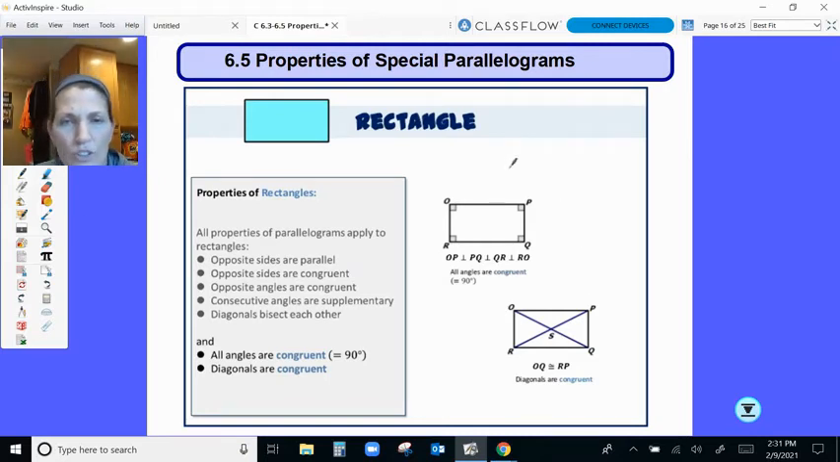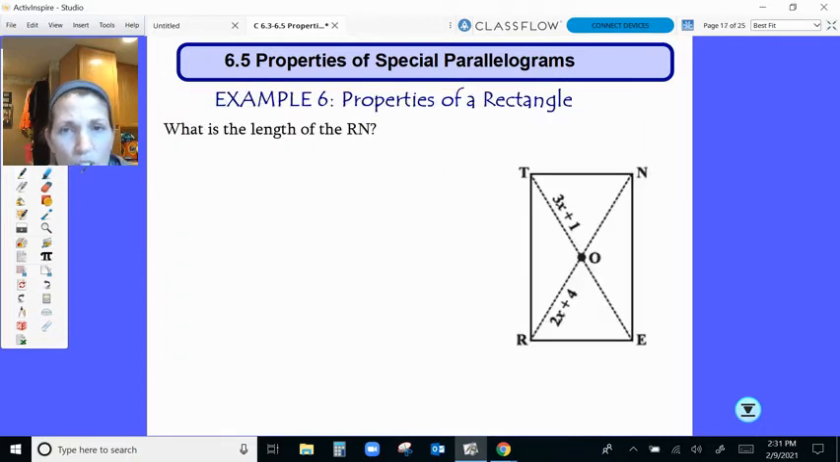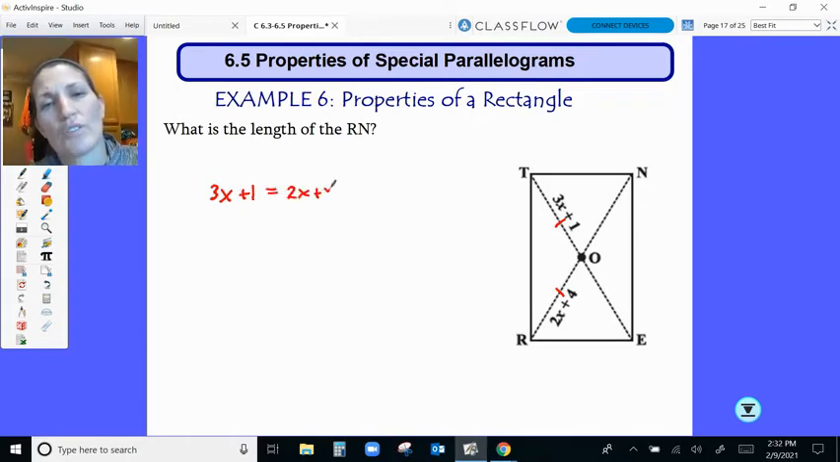Okay, now we have a rectangle. So a rectangle has everything a parallelogram does. All the opposite sides are parallel, opposite sides congruent, so forth and so on. And then we add on to that all my angles are congruent. They're all 90 degrees. And my diagonals this time are congruent also. Okay, so let's take a look at this. What is the length of RN? It's my diagonal. Well, I know if my diagonals are congruent and they bisect each other, these must be equal, right? So 3x plus 1 must be equal to 2x plus 4.